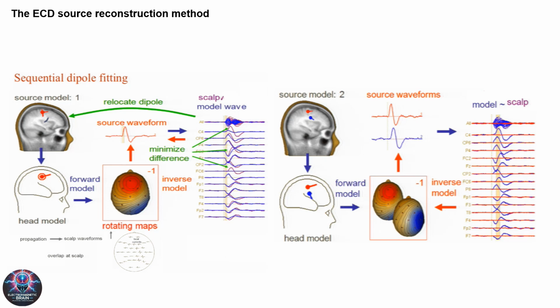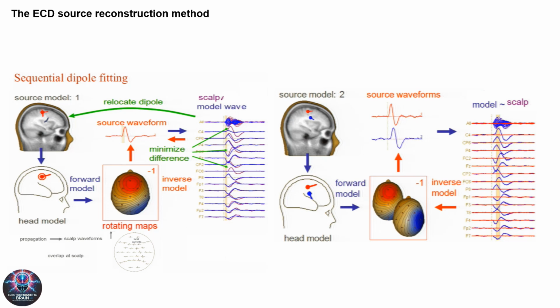Each dipole is a point source of current that can generate an electromagnetic field, which can be detected by EEG or MEG sensors. As illustrated in this slide, the ECD method typically employs nonlinear optimization techniques to find the best-fitting dipole parameters by minimizing the difference between the observed sensor data and the data predicted by the dipole model, which include the dipole's location, orientation, and strength.